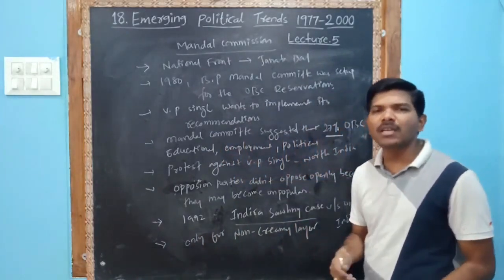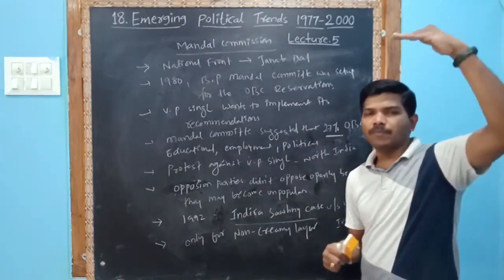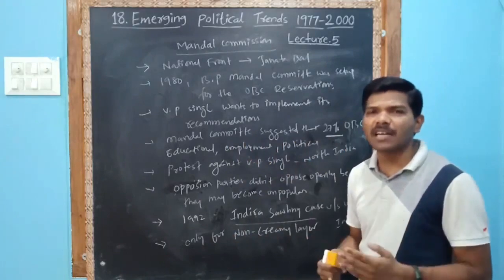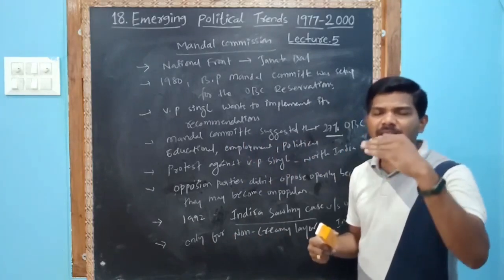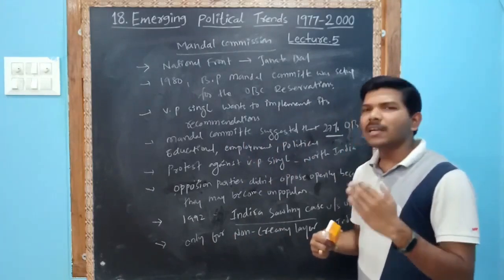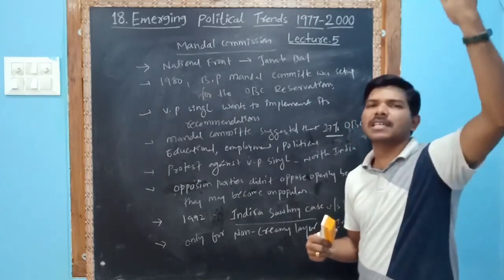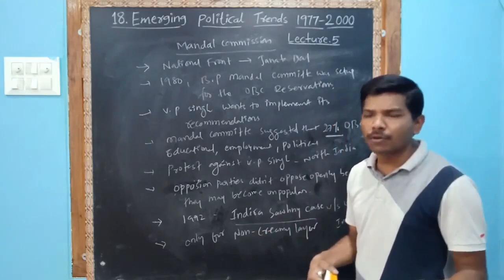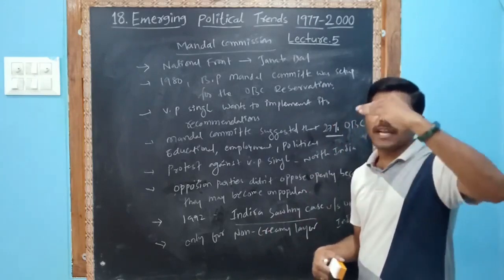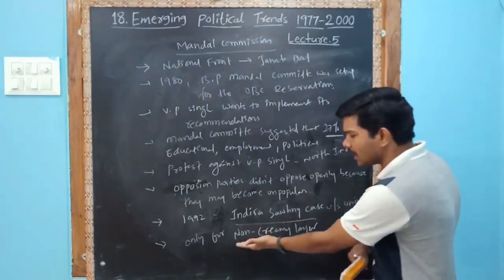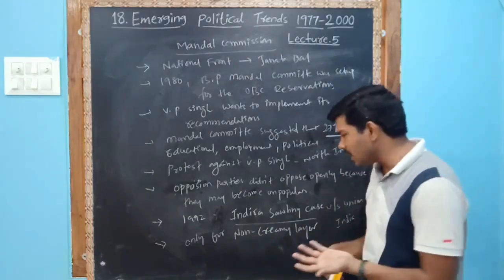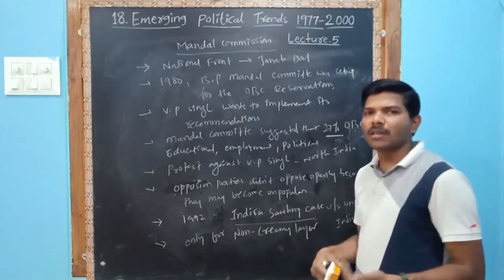You might have known that creamy means rich people. Creamy means rich people, non-creamy means poor people. There is a certain criteria given: 6 lakhs or 8 lakhs annual income. If your income is more than 8 lakhs, you will become the creamy group. Below 6 to 8 lakhs, it can be called the non-creamy layer. So those who meet that criteria are the non-creamy layer.